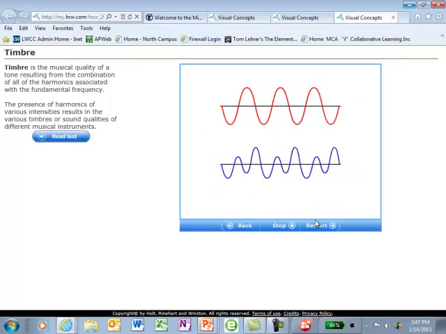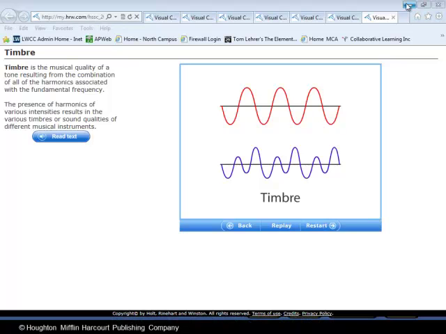Because the harmonics of musical instruments vary from instrument to instrument, every instrument has a different sound quality. This sound quality is known as timbre.